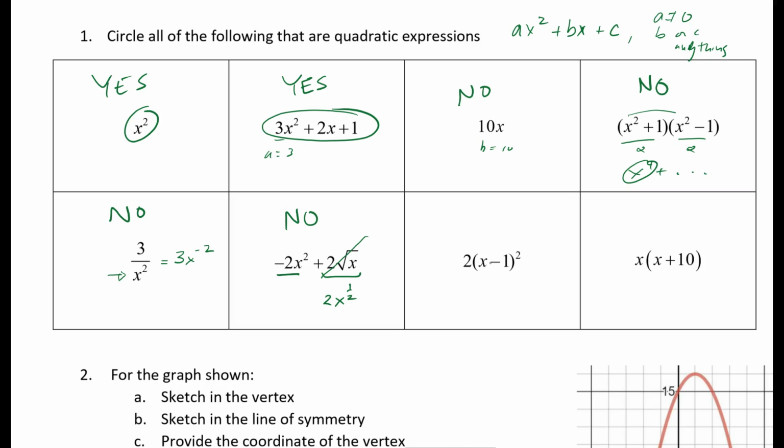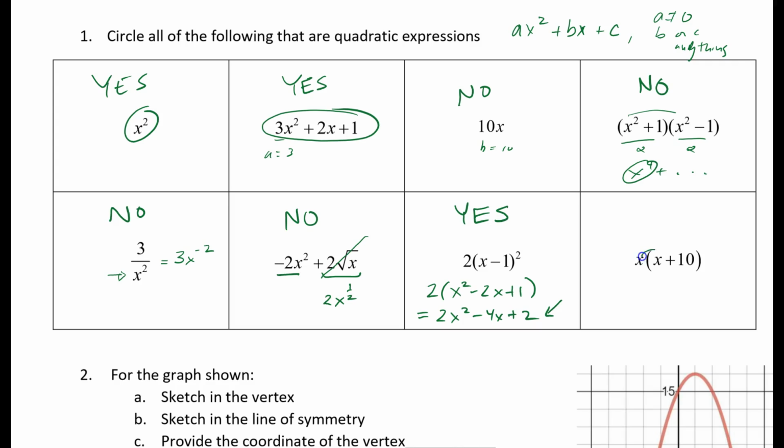And here, this one you have to do a little work. We can probably recognize that it's going to be quadratic, but if we actually multiplied it out, x minus 1 squared is x squared minus 2x plus 1. 2x squared minus 4x plus 2. And we can see that when we write it in the more familiar looking form, it definitely is quadratic.